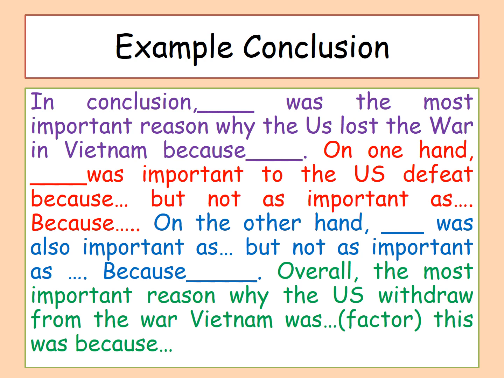Then again, to get your final mark, make sure you finish off at the end. So overall, the most important reason why the US withdrew from the war in Vietnam and lost the war was, so put your main reason there, and this was because. So make sure you finish off at the end with a clear argument as to why it was the most important reason. Again, this is a good framework that you could use to help you in writing your conclusion.